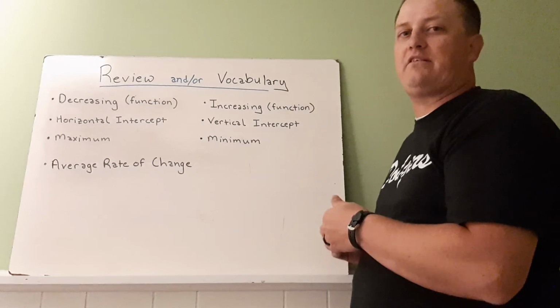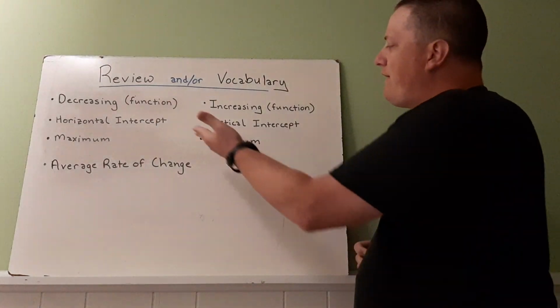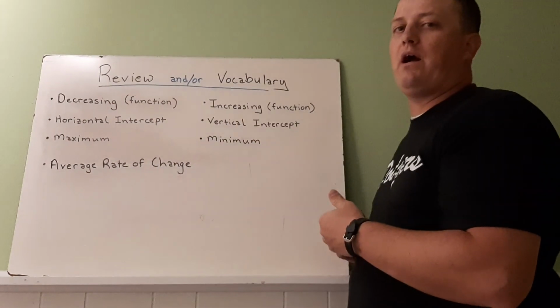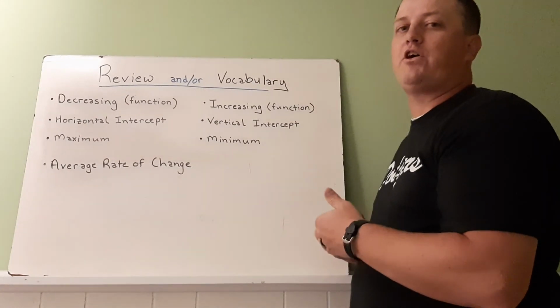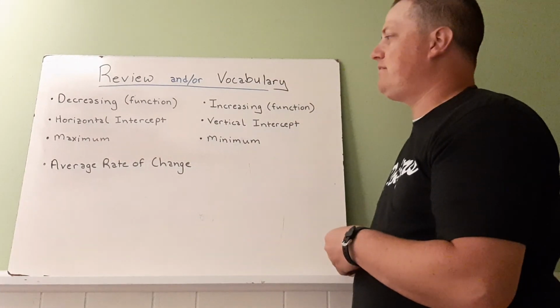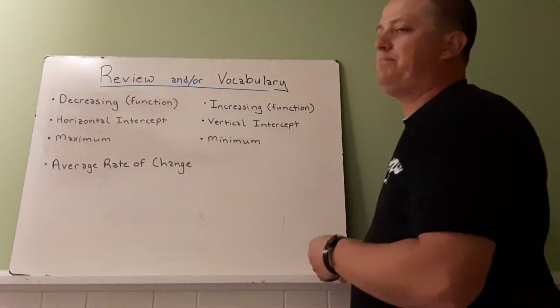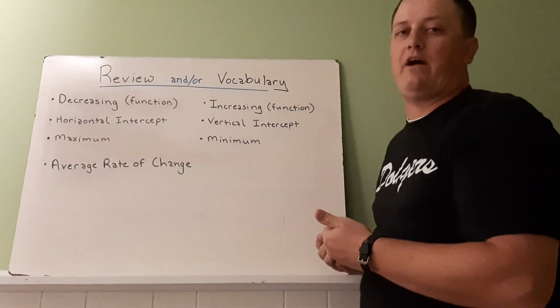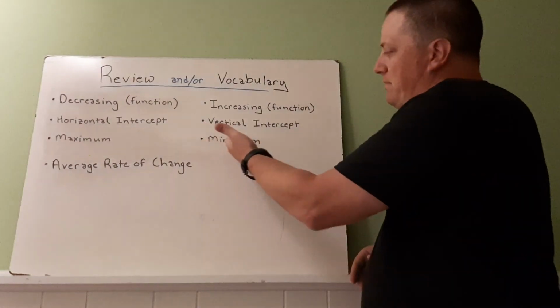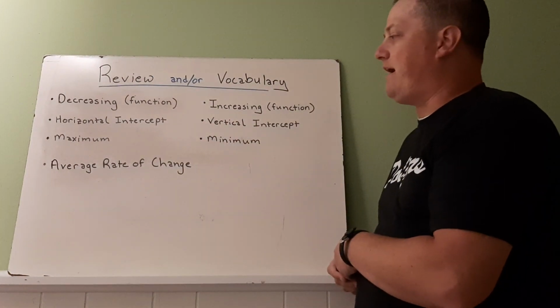Those are known as x-intercepts also. Vertical intercept: anywhere our graph crosses the vertical or y-axis, also known as y-intercepts. Maximum, the highest spot on our graph. Minimum, the lowest spot on our graph.